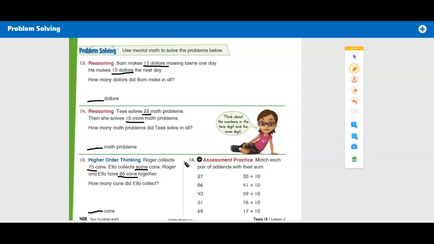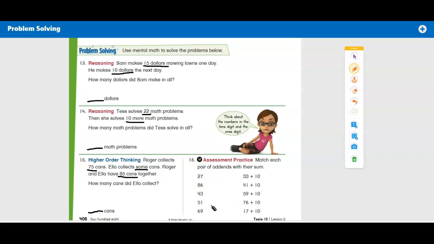For our last problem, problem 16, it says assessment practice. Match each pair of addends with their sum. On the left side, we have the sums, and on the right side, we have the addends. You will need to look at each pair of addends, find your answer, and then draw a line to the number here.